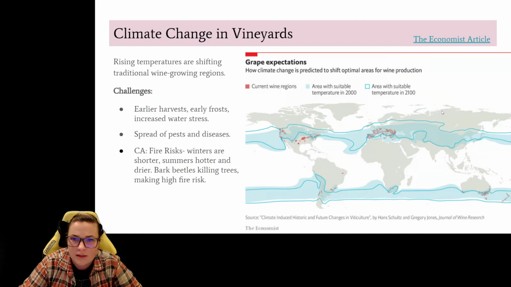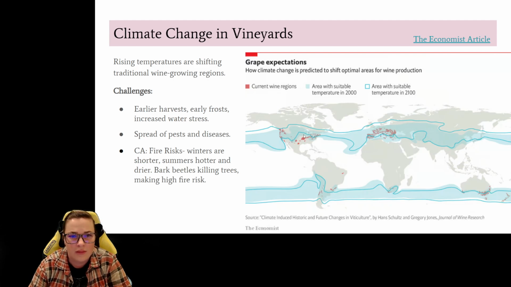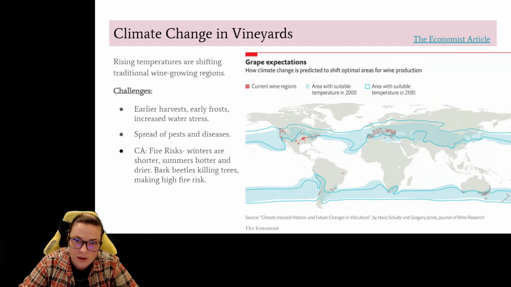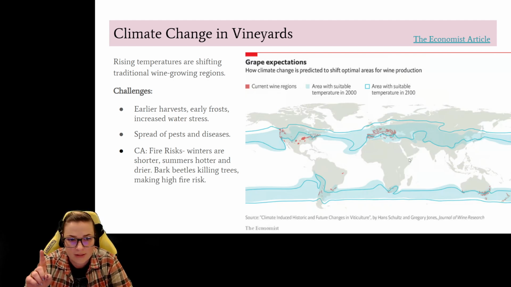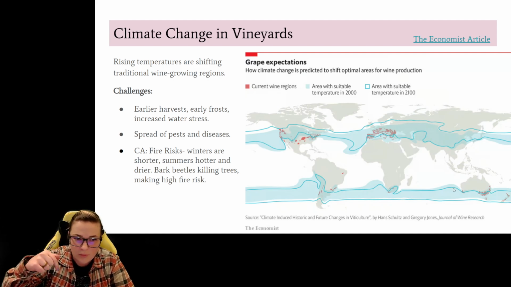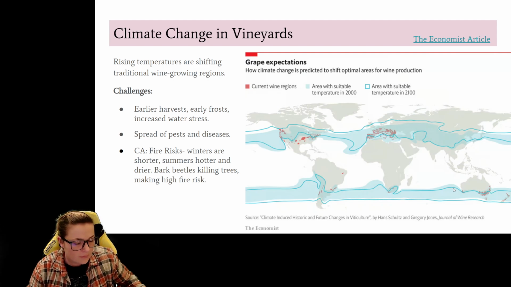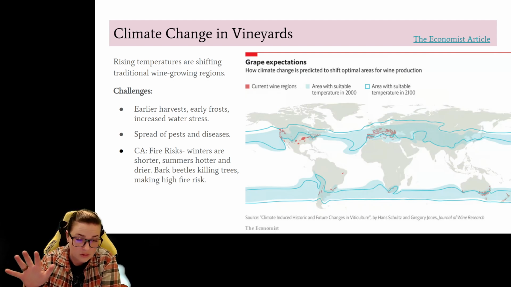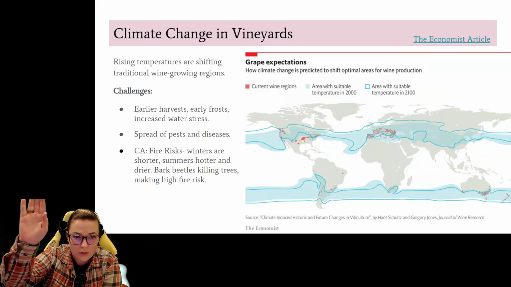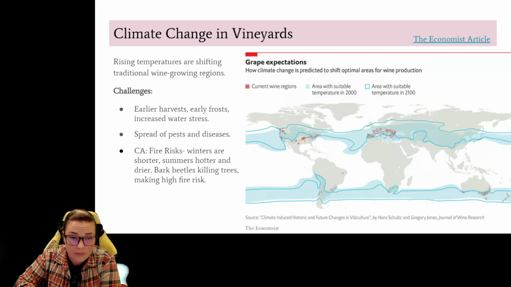So what we have is the map of the world, and the spots in red are the current wine regions. And then the shaded blue is the area with suitable temperatures in 2000. And then the blue outline is the area with suitable temperatures in 2100, right? So as you can see, the ideal range for growing viticulture crops for grapes, if you're in the northern hemisphere, is moving north. And if you're in the southern hemisphere, is moving more south. So generally, as things continue to warm and climate is just changing in general, we have to either move more north or more south for the best grape growing regions.